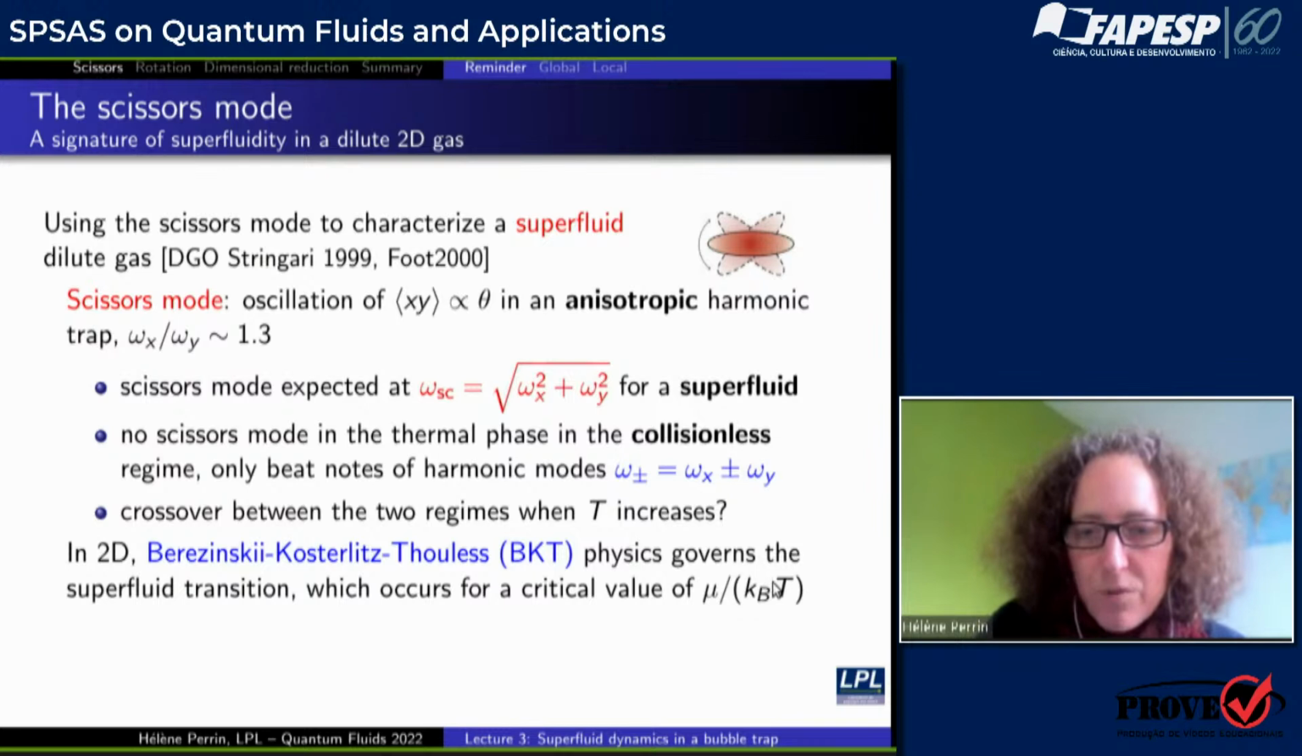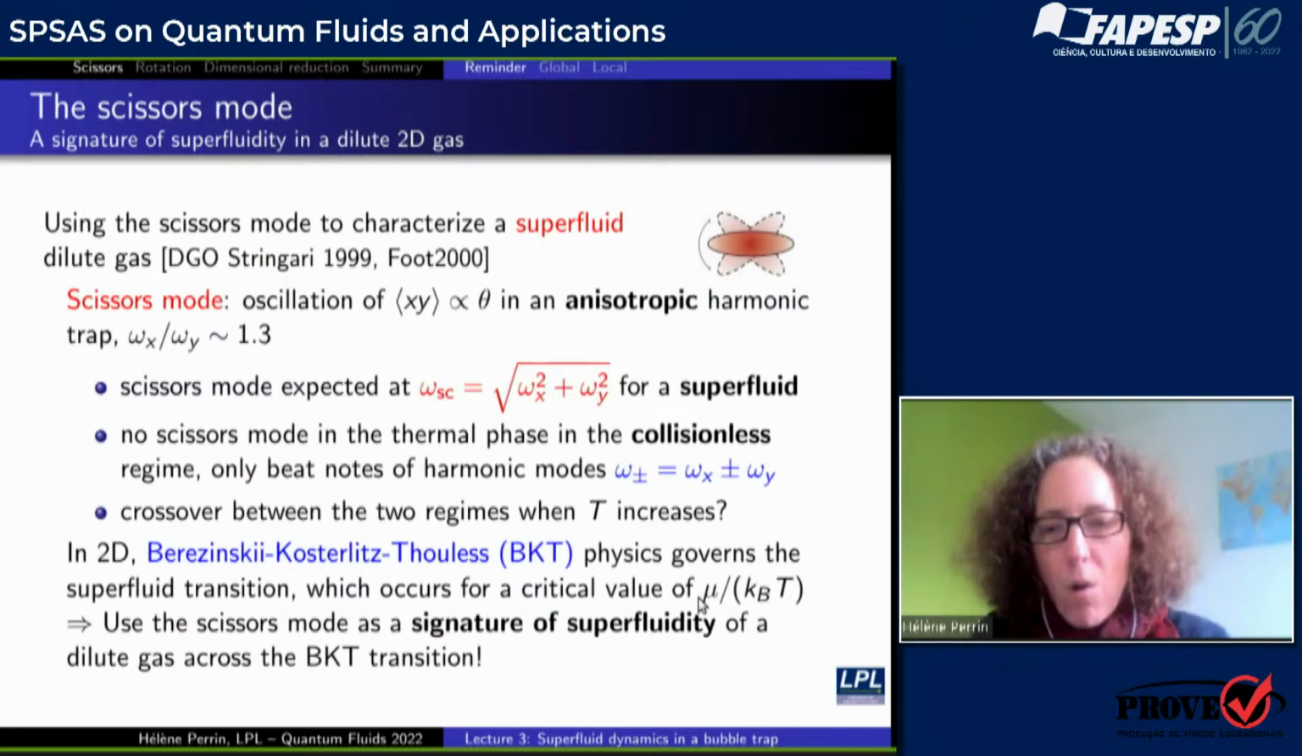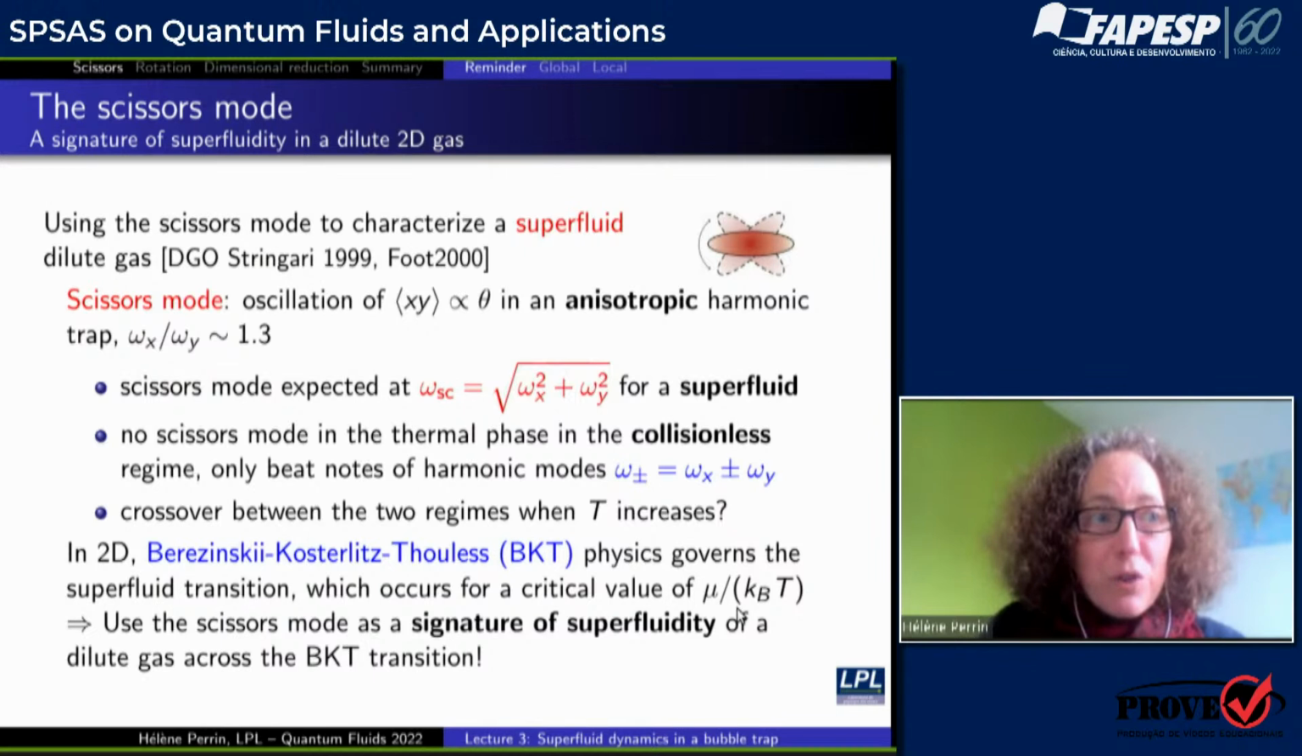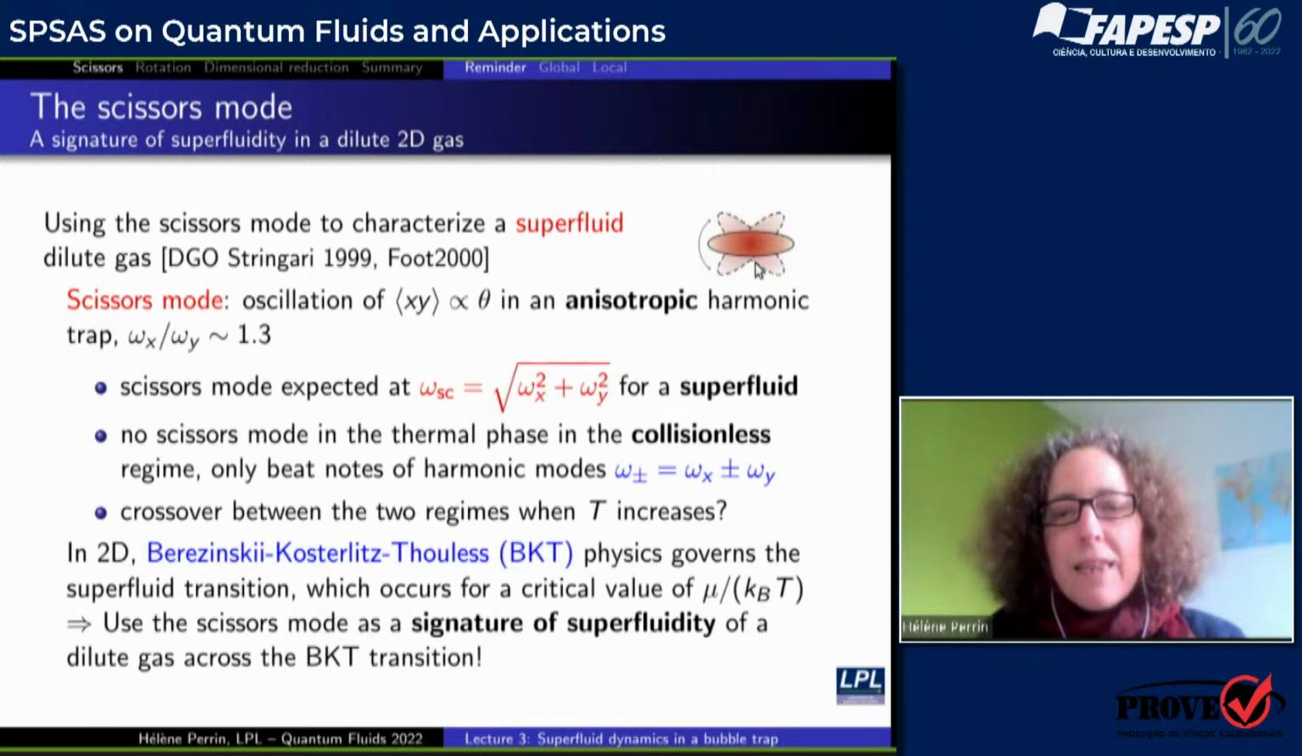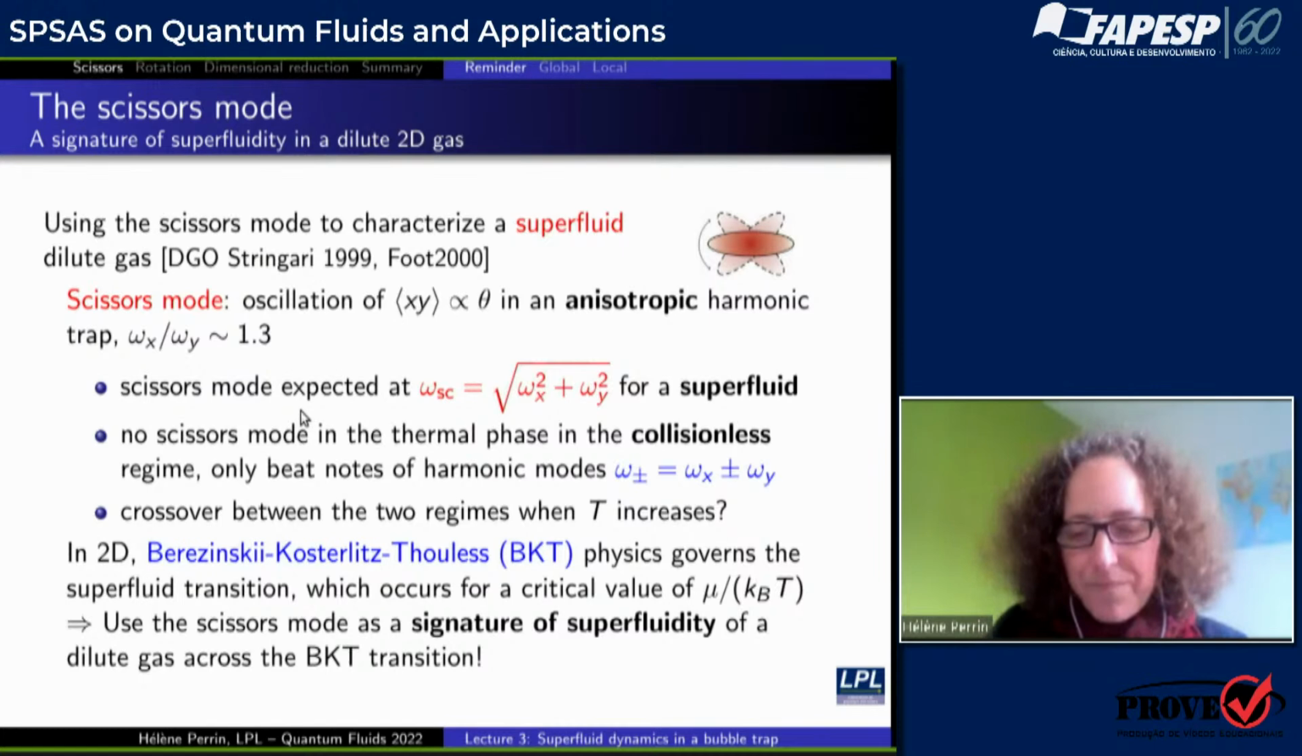So when this quantity reaches some critical value, so mu large enough or temperature low enough, then the fluid is expected to enter a superfluid behavior. And this should be visible in the signature of the oscillation of this quantity. So this is the idea.